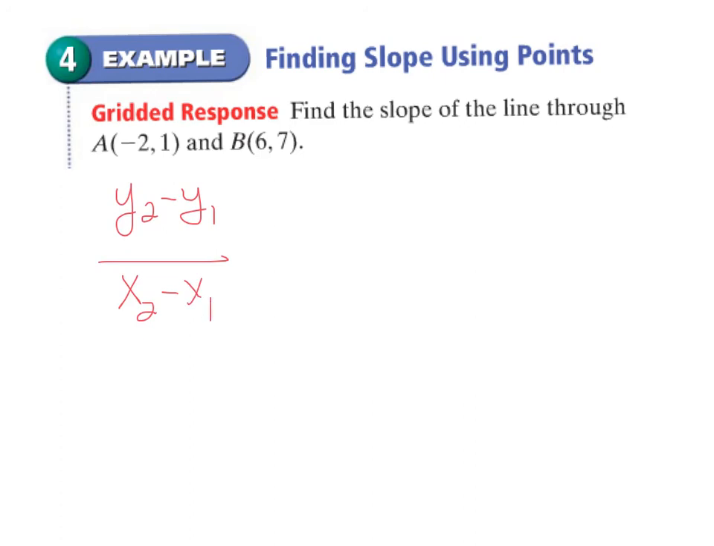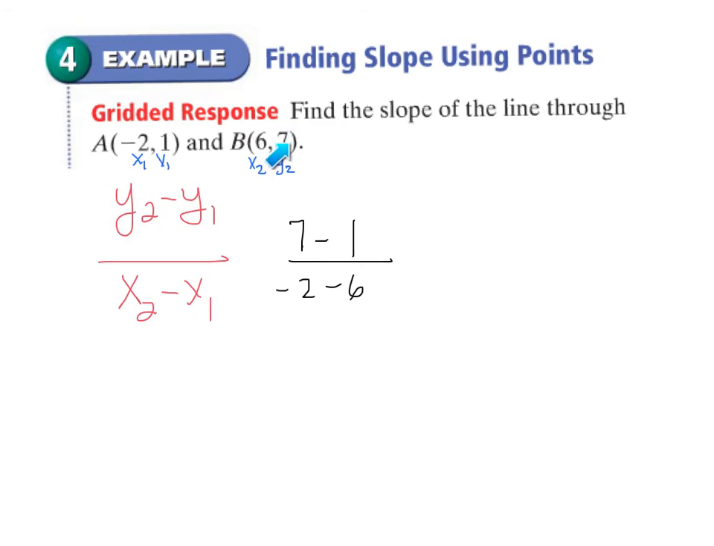Now what that means is that you could take the x and the y and the x and the y and you just subtract them. So that means you could take 7 minus 1. That's subtracting the y values. Then we subtract the x values. Negative 2 minus 6. Whoa, I just did something wrong. What did we do wrong?